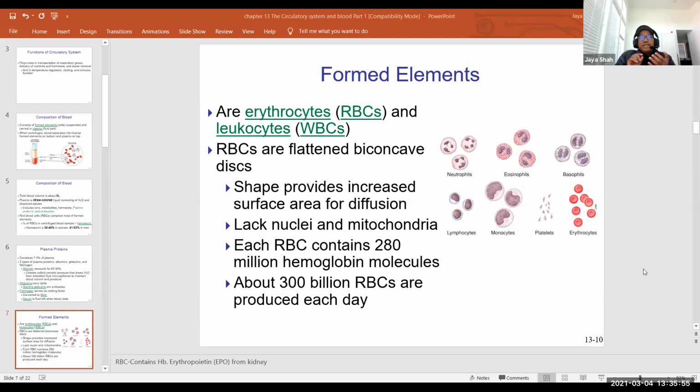So the erythropoietin hormone from the kidney stimulates our red bone marrow to produce red blood cells. And it is stimulated by lack of oxygen. So when you climb high mountains and there is less oxygen pressure, your kidney will produce more EPO, and then your red marrow will produce more red blood cells.